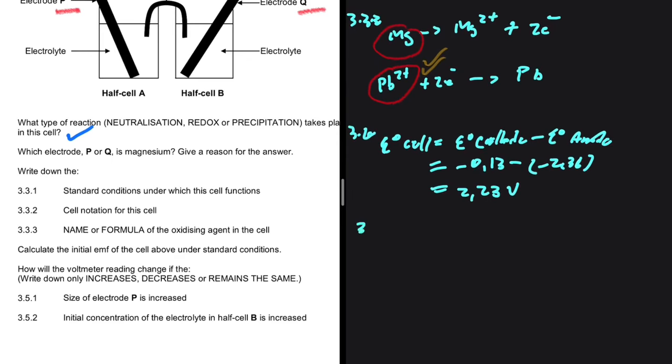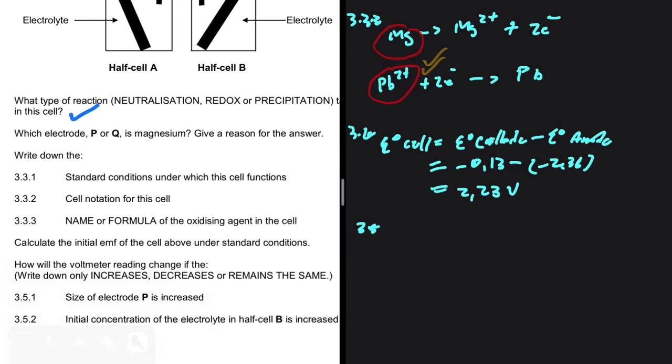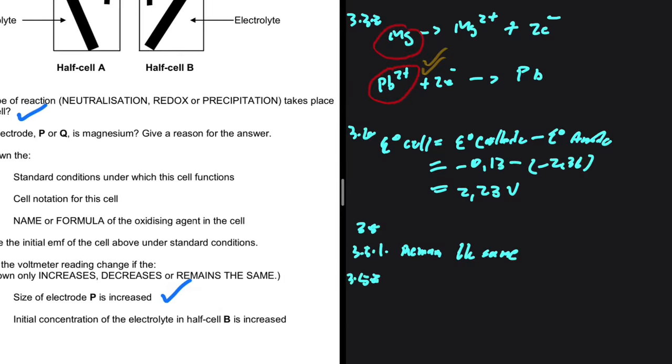The tricky questions, 3.5. How will the voltmeter reading change if the size of electrode P is increased? So increasing the size of an electrode does not affect the EMF. So the answer to 3.5.1 will be remains the same. Right, and now let's take a look at 3.5.2. If the initial concentration of the electrolyte in half cell B is increased. So increasing the initial concentration of the electrolyte will increase the reduction potential of that space or of that electrode.